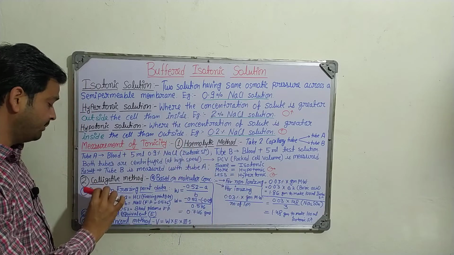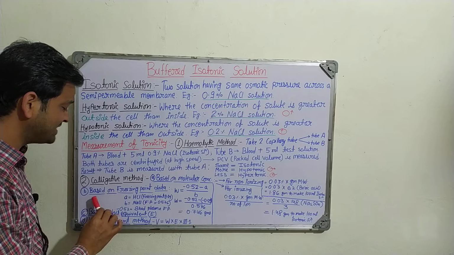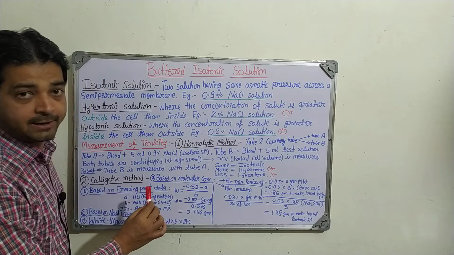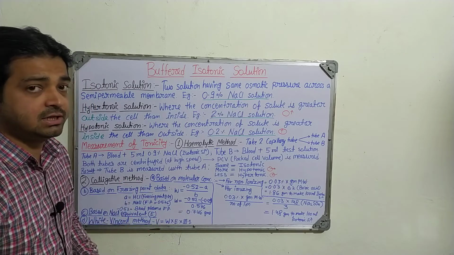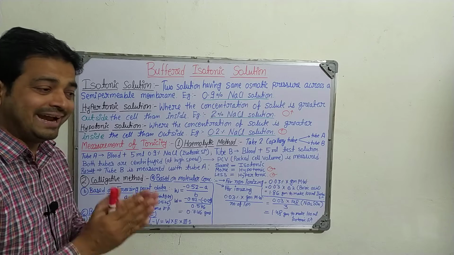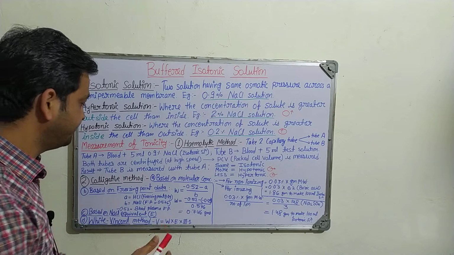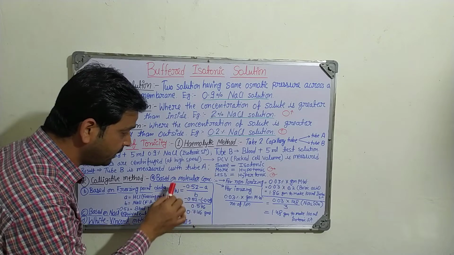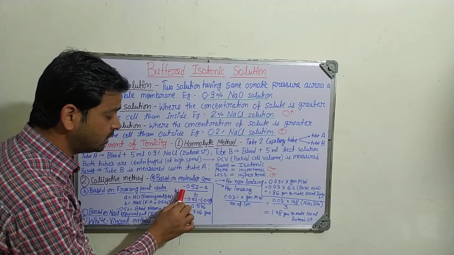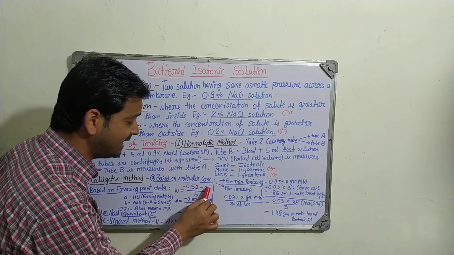Coming to the second important one, the colligative method, based on freezing point data, right? Each and every solution will have its own freezing point. That data or information will help us to determine its tonicity, right? So let's take the example. Here also we will be having this formula, right? W is equal to 0.52 minus A divided by B.